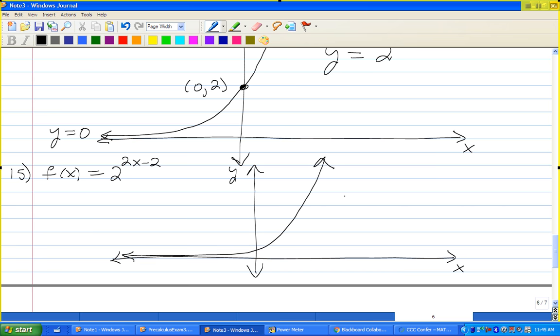So this is y equaling 2 to the 2x minus 2. So again, the asymptote is y equals 0. And this intersects when x is 0. 2 times 0 is 0. 0 minus 2 is negative 2. 2 to the negative 2 is 1/4.